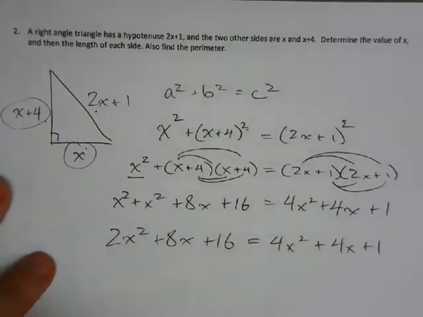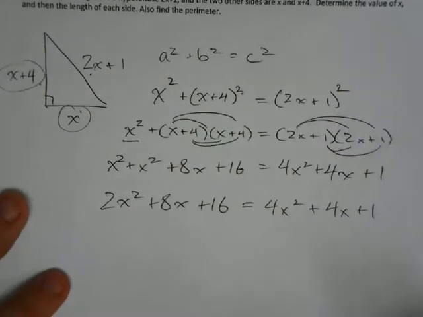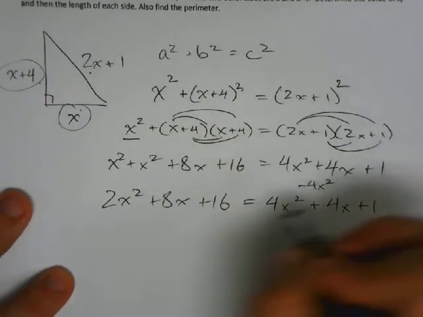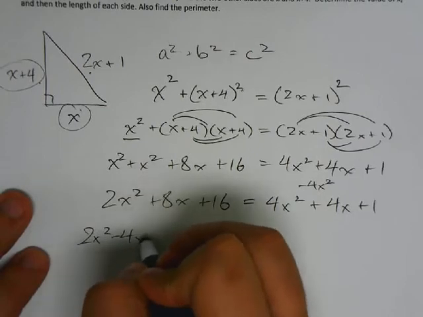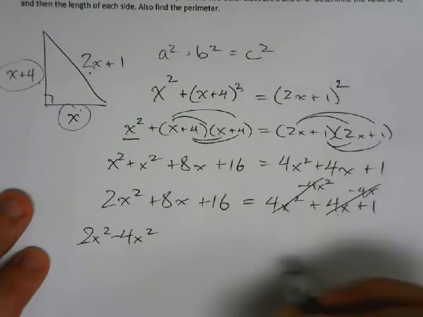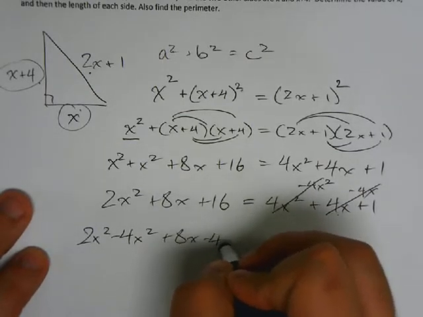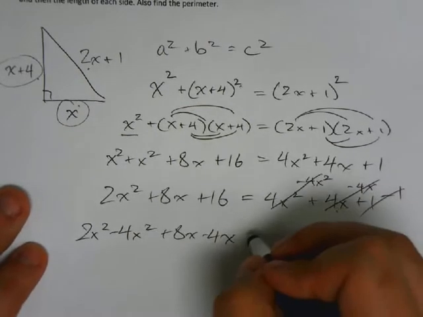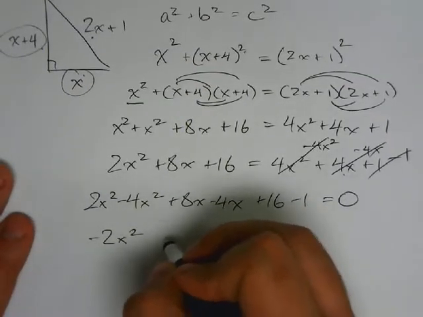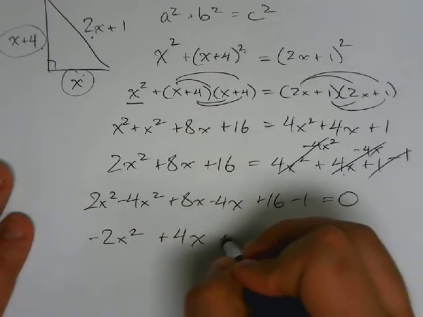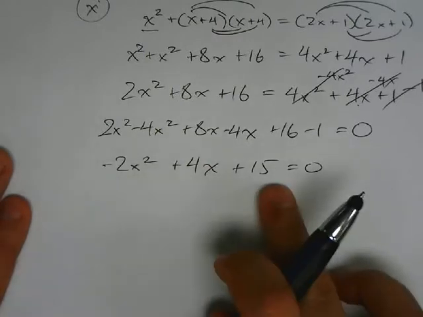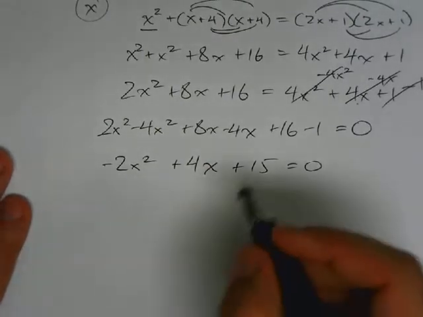And now I need to move everything to one side, so I get 0 on one side. So if I subtract 4x squared, then I'll have 2x squared minus 4x squared. If I subtract 4x to get rid of this, I get 8x minus 4x. And then I subtract 1, I get plus 16 minus 1. So I get negative 2x squared plus 4x plus 15 is 0. Now I have a standard form equation is equal to 0, so why not use the quadratic formula?